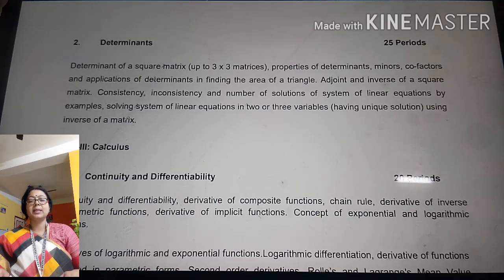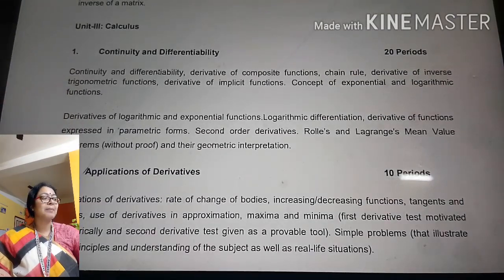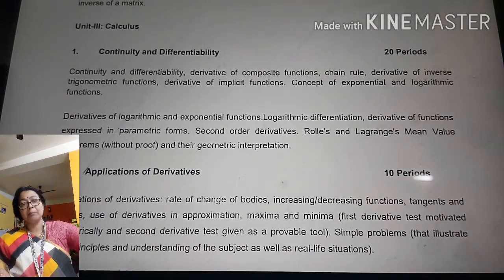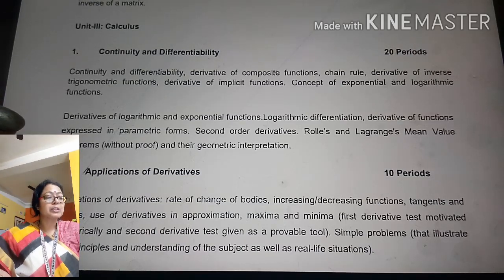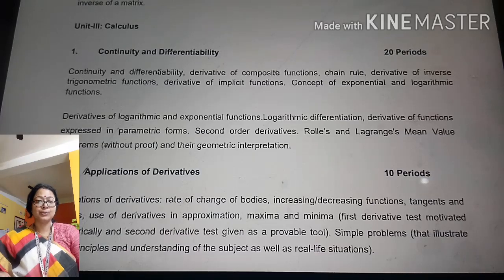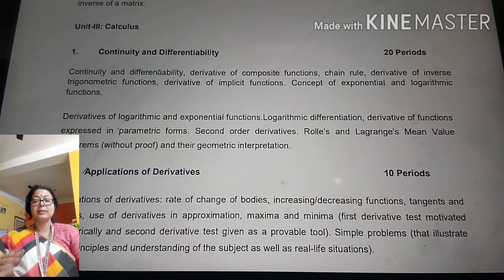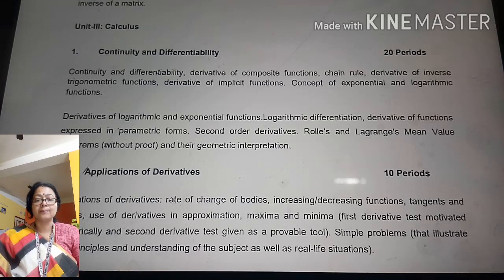Next, after determinants, unit 3, that is calculus is there. In calculus, there is the maximum number of marks, that is 35 marks. So for calculus, you have to focus very much and practice more also. So calculus begins with this chapter, continuity and differentiability. In this chapter you have to learn continuity and discontinuity of a function.